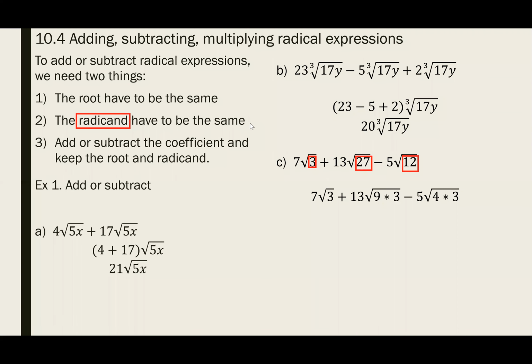And we did this in terms that instead of saying 27, we can say 9 times 3. And instead of saying 12, we can say 4 times 3. And why do we use 4? And why do we use 9? Because 4 is a perfect square and 9 is a perfect square. Because 3 times 3 is 9. So therefore, you can bring out a 3.